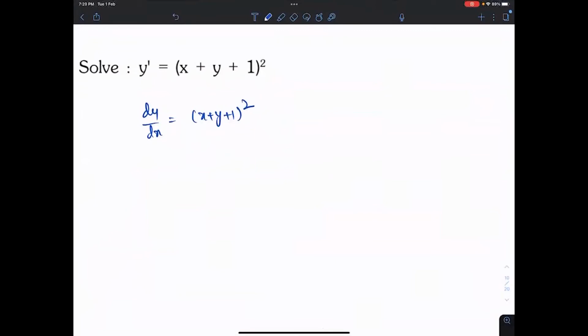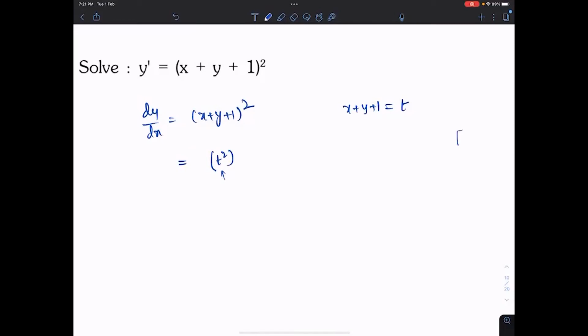Basically, what you do is substitution. So x plus y plus 1, let's take it as some variable t. Now, the important part is whenever you are doing substitution, you are replacing this by t square, it will happen. So now a new variable is introduced.